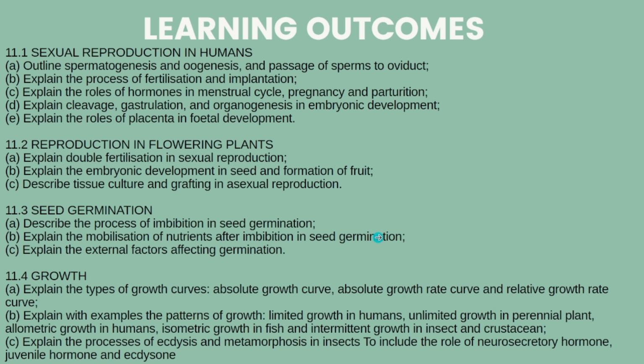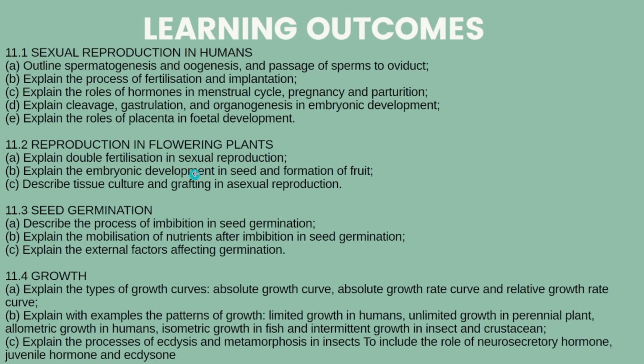In this chapter, there are 4 main big topics that you need to learn. The first topic is sexual reproduction in humans, including what you already learned in SPM: spermatogenesis, oogenesis, pressure of sperm, menstruation, fertilisation, implantation, all that you already learned. And there are also new things that you need to know.